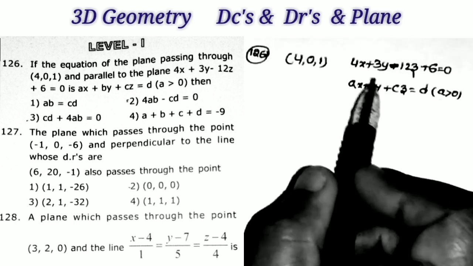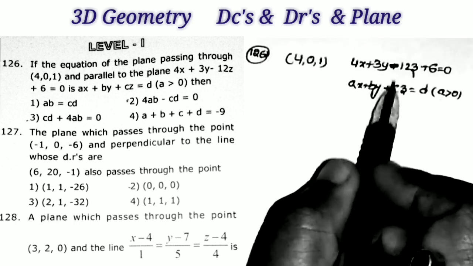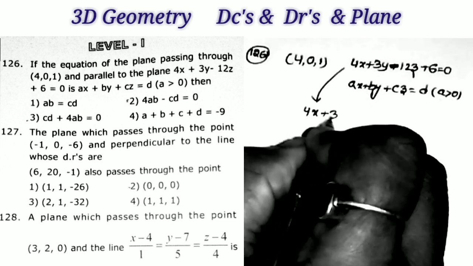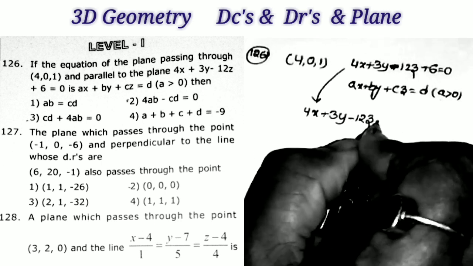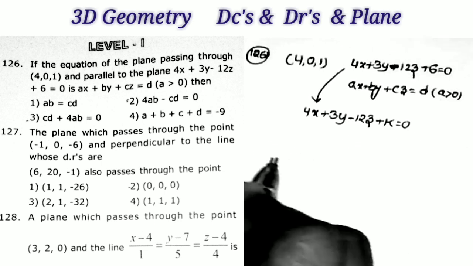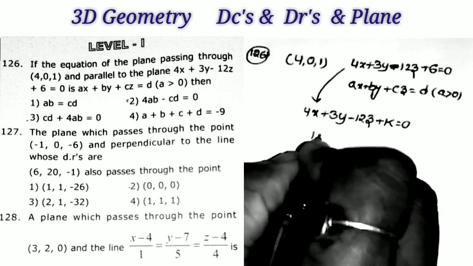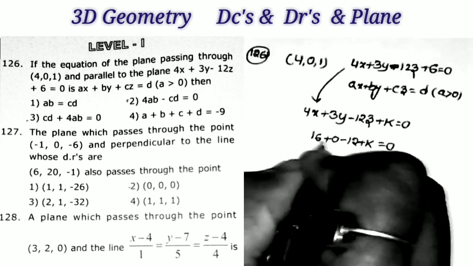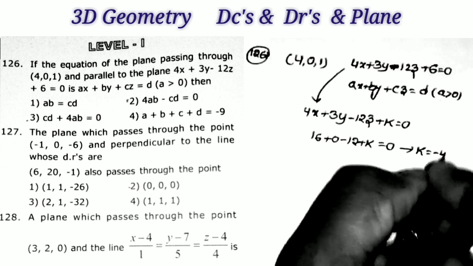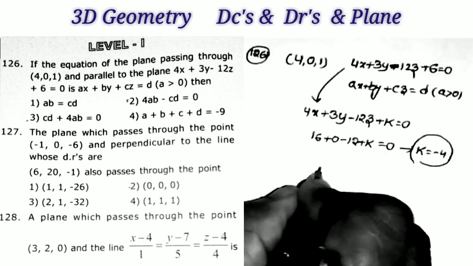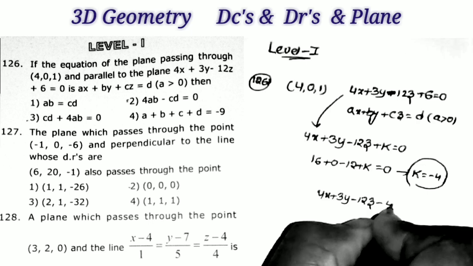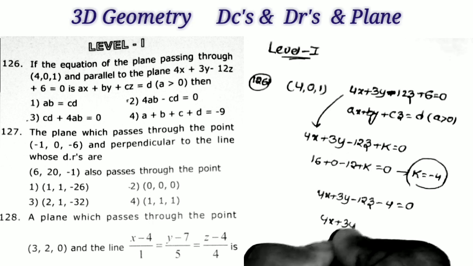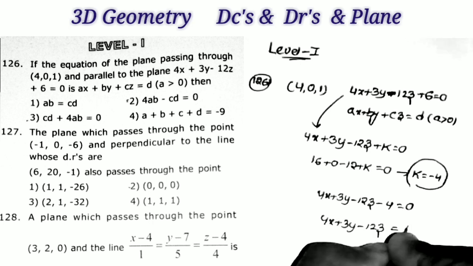For that, first we have to find the values of a, b, c, d and replace those values in the answers, then check which condition is correct. So first, what is the given question here? The equation of the plane parallel to the given plane. The equation of the plane parallel to the given plane is 4x + 3y - 12z + k = 0. Now substituting the point here: 4 fours are 16, plus 0, minus 12, plus k is equal to 0. k + 4 = 0, then k = -4. So the equation is 4x + 3y - 12z - 4 = 0, so the answer is 4x + 3y - 12z = 4.